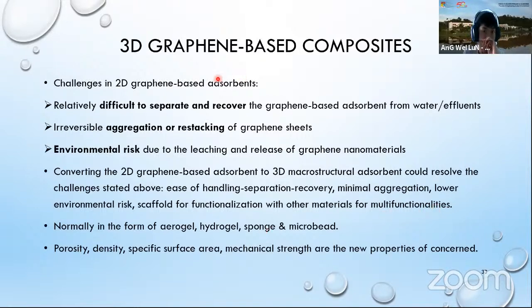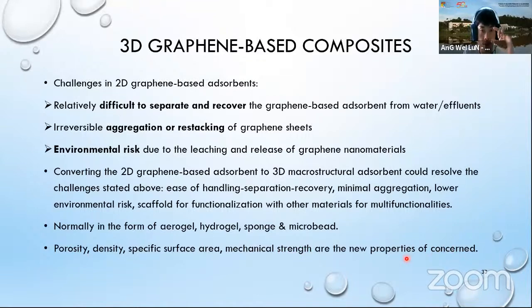And this 3D graphene-based composite is present in the form of aerogels, hydrogels, sponges, or microbeads. I'm going to show you some figures on this 3D form. For these 3D macrostructure adsorbents, the consensus is that porosity, density, specific surface area, and mechanical strength are the new properties of concern.